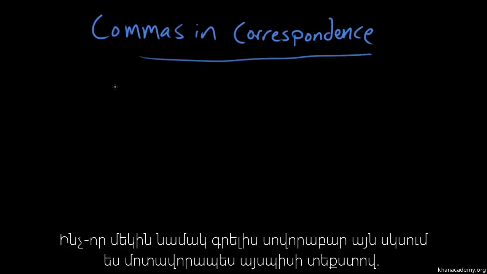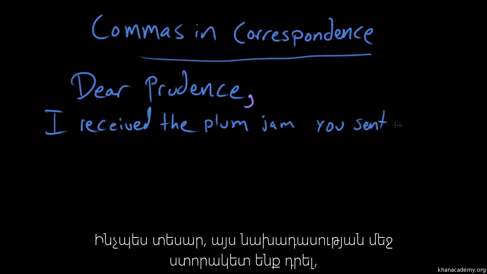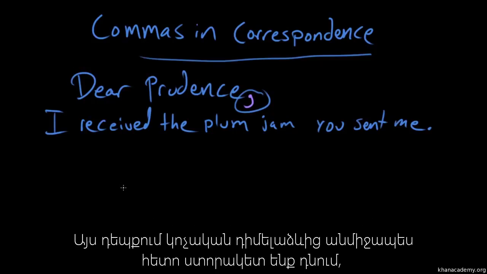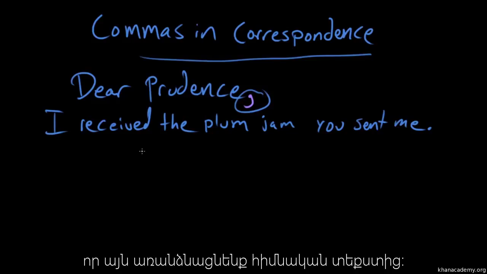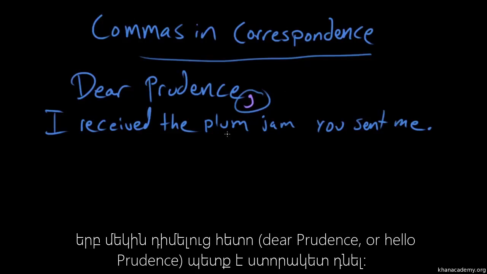So if you're writing a letter to someone, you open it with something like this. Dear Prudence, comma, I received the plum jam you sent me. And you can see we have this little comma here. Because what commas do, right, is they separate elements of the sentence from one another. So what we're doing here with this comma is we're putting it after the greeting to separate it from the body text. So that's how you begin a letter or an email with a comma after the "Dear" part or the "Hello, Prudence," part, whatever it is.